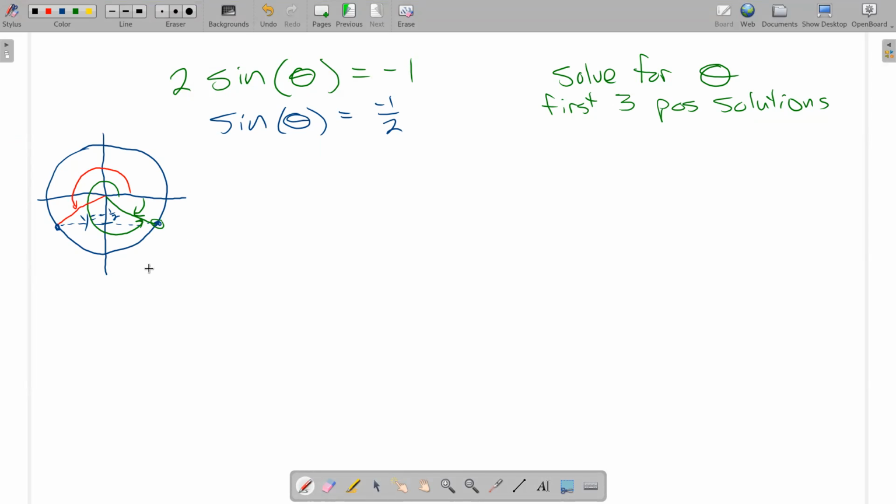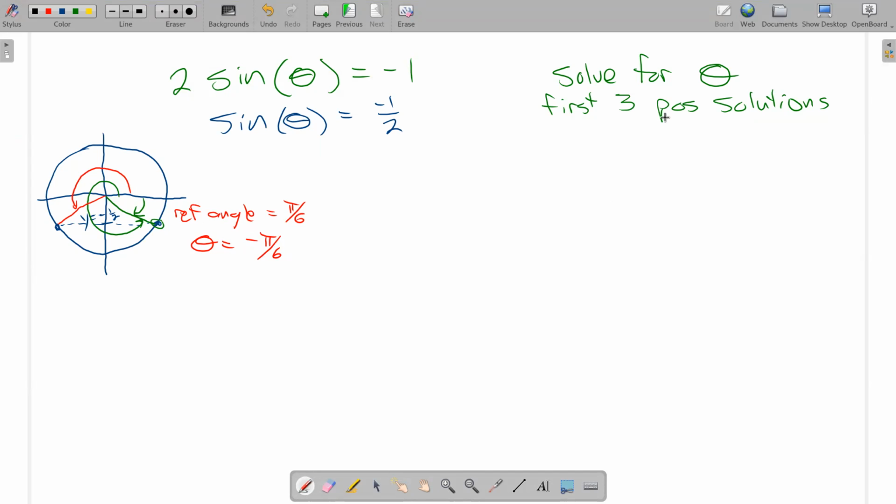Now, remembering the unit circle, I recall that to get that y value right there, that reference angle is going to be pi over 6. Now, since I'm sweeping in a negative direction here, I could call that angle negative pi over 6. So I could say theta equals negative pi over 6 would be one solution to this equation. I can plug that into my calculator and check.